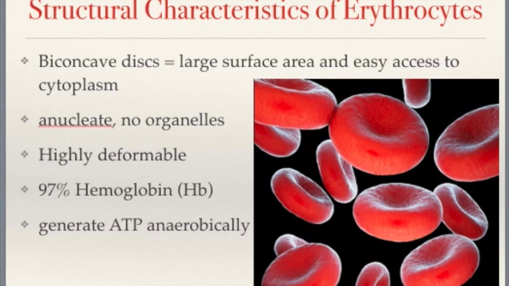So again, it gives easy access to the cytoplasm. These cells are highly deformable. That's important. They can stretch and squeeze in between the little capillaries of the body. And they are, like I said earlier, mostly hemoglobin, 97% hemoglobin. Another important feature of red blood cells is that they generate ATP anaerobically. Their job is to carry oxygen, so it makes sense that they do not use oxygen during metabolism or during the production of ATP. If they did, they'd be consuming the gas that they're trying to transport.